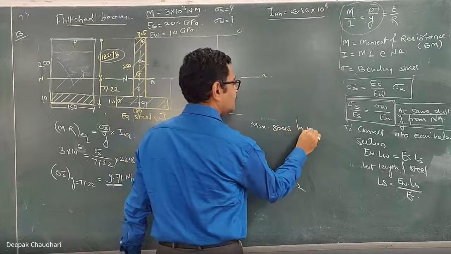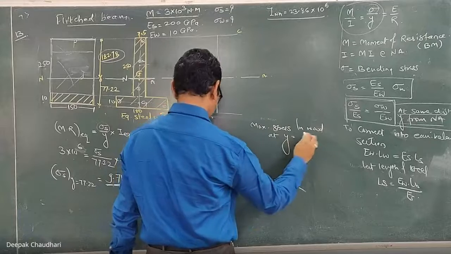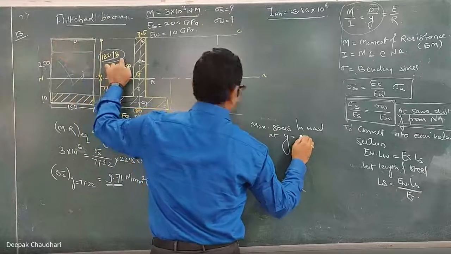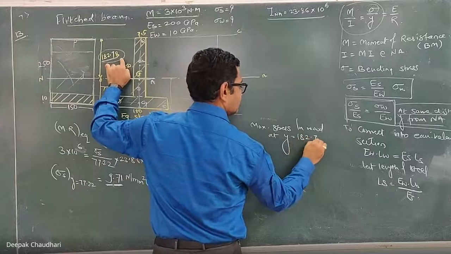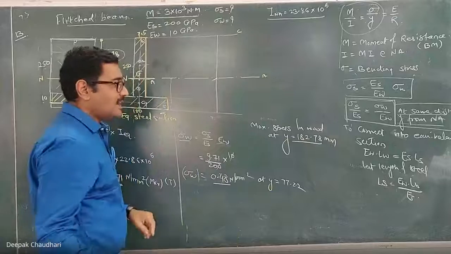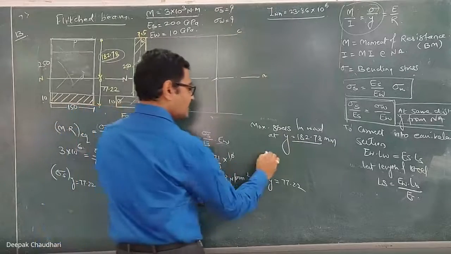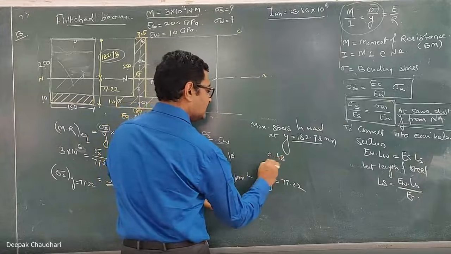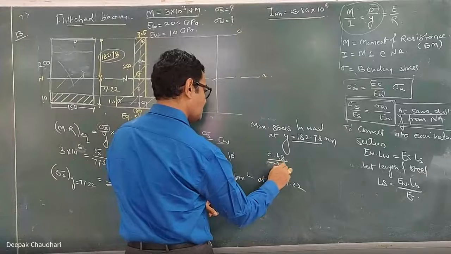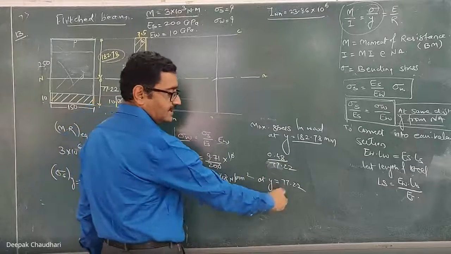Maximum stress in wood at y equal to how much? The extreme layer of the wood is at a distance of 182.78. So at y equal to 182.78, let's calculate how much the stress in the wood is. 0.48 is at a distance of 77.22. This is the stress in the wood at a distance of 77.22.